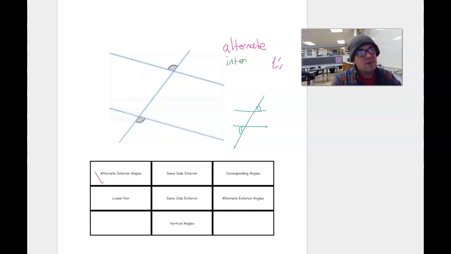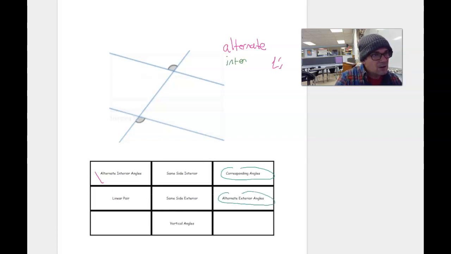Okay. So now, what about this other? So I've covered corresponding with you, alternate exterior, alternate interior is all good to go. You might be able to guess what these do.